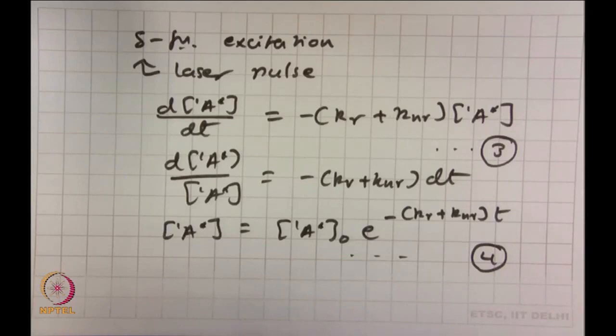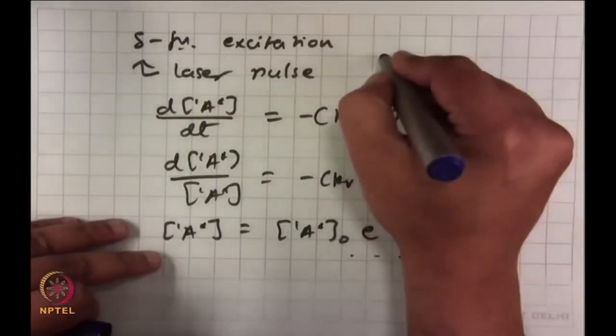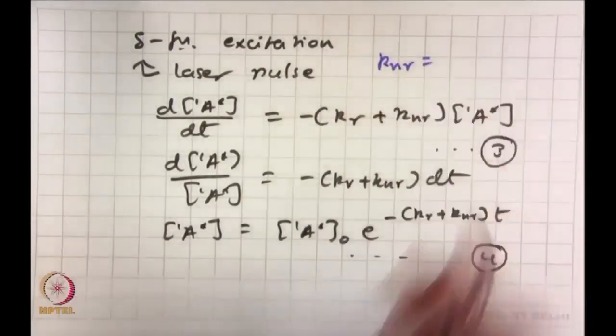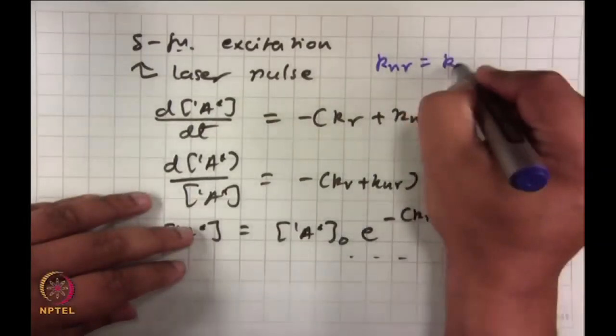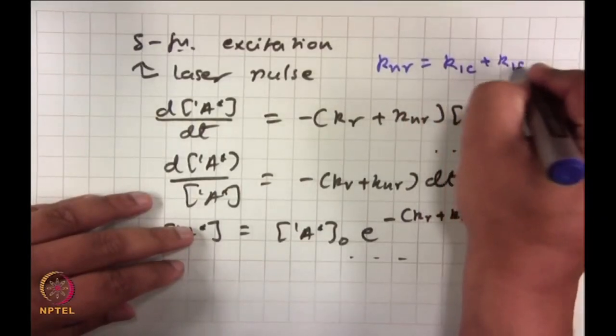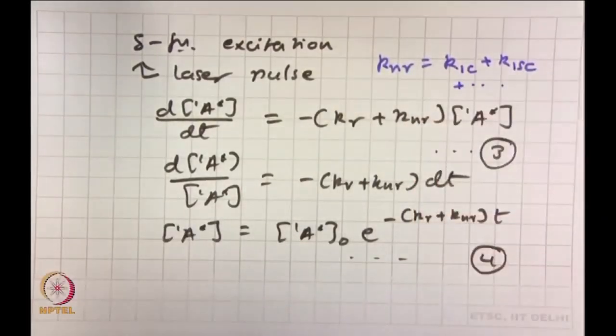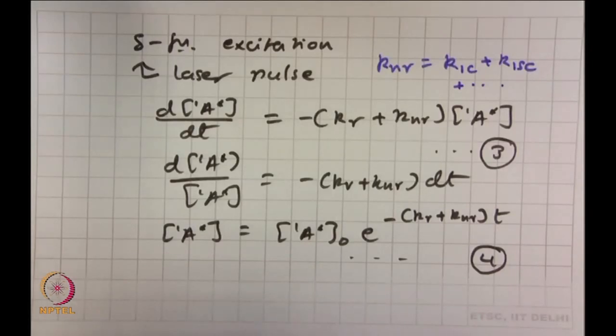Now remember, when we are talking about knr, which I did not write yesterday, I can write that knr is the sum of the rate constants of all your non-radiative pathways. So I can write this as kIC plus kISC plus whatever else you have. kIC is the rate constant for internal conversion. kISC is the rate constant for intersystem crossing, and so on. If you have any other de-excitation pathway which does not lead to fluorescence or radiative transition, then they are clumped in knr.